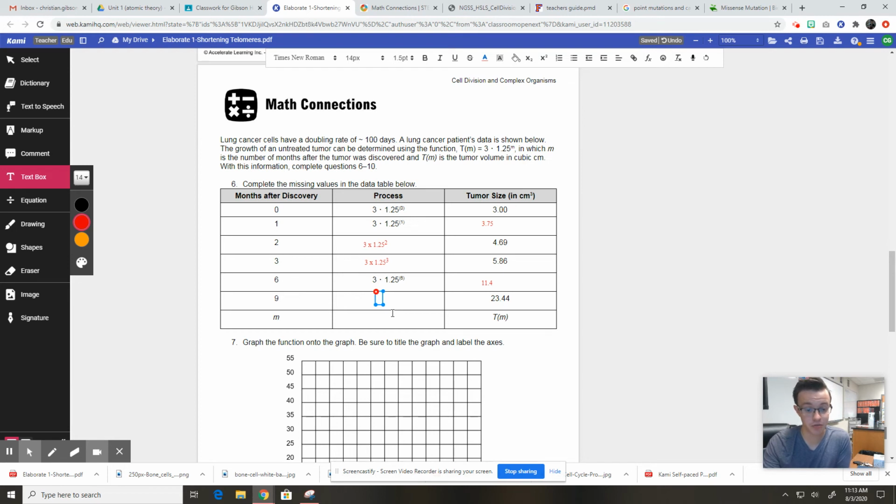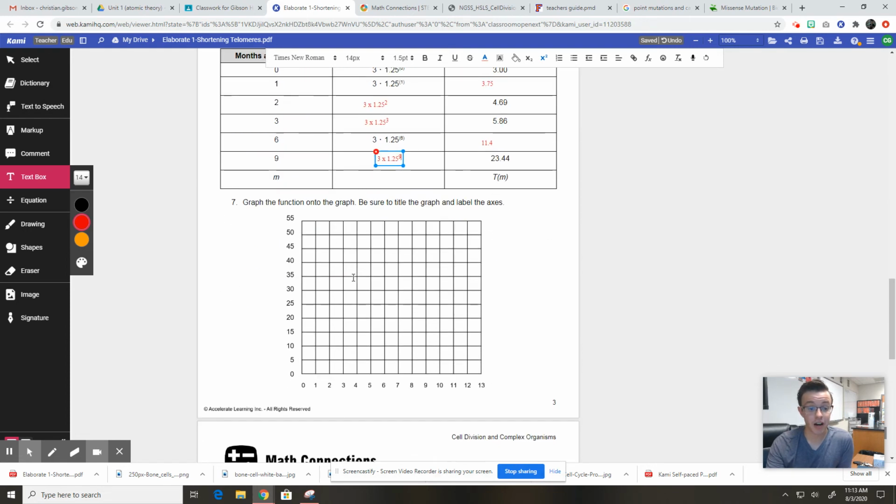After 9 months of tumor growth, our equation is 3 times 1.25. A little superscript here so we can put our power, our exponent, raised to the 9th power, because that's how many months have gone by. And that gives us 23.44 cubic centimeters. So we started out at 3, and after only 9 months we are at 23.44 cubic centimeters. So that's grown a lot.